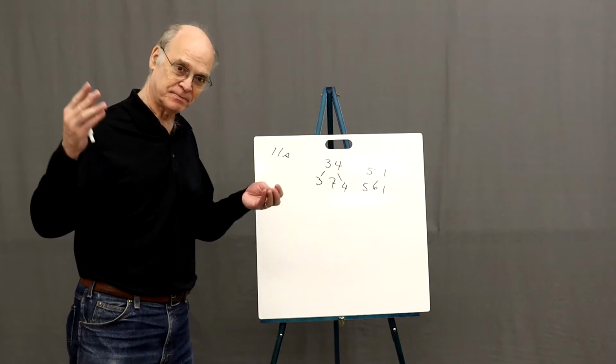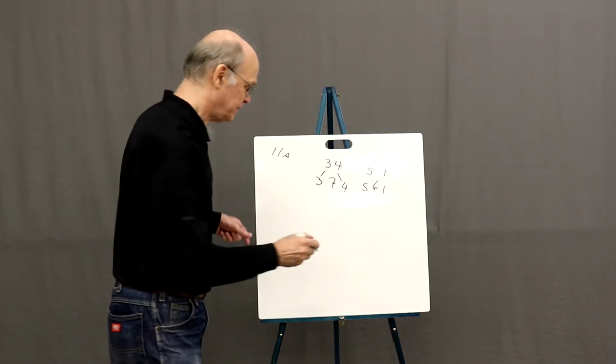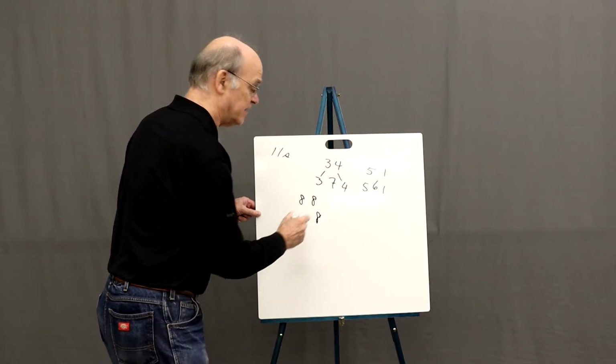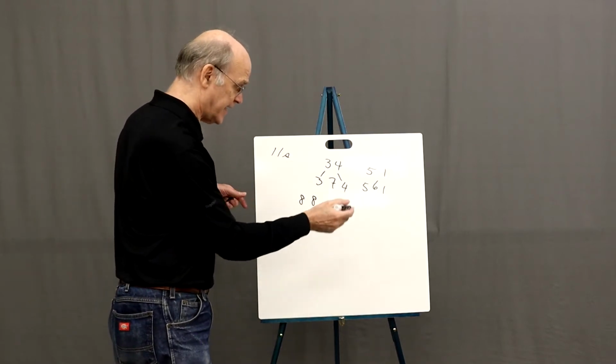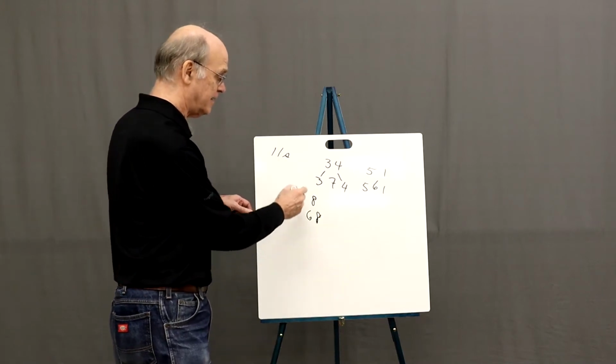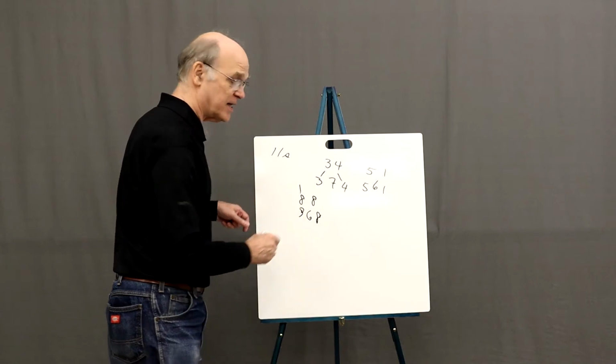If it carries, is that going to be a problem? Well, I'm still going to want to write the 8 down. 1 times 8 is 8. 8 plus 8 is 16. Yeah, there's that carry. I've got to write the 6 down, I put the 1 up there, and I've got a 9, and I'm done.